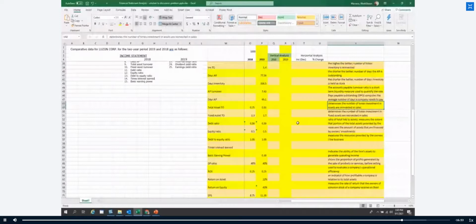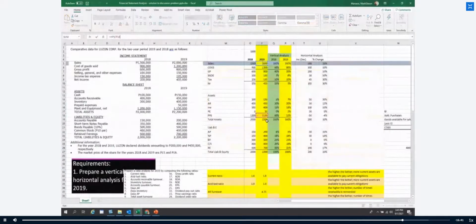Next, we have the fixed asset turnover. Take note, class. When we're being asked to compute for turnover, your numerator will always be your net sales. If it's turnover, take note of that.